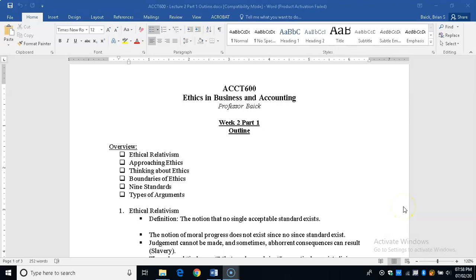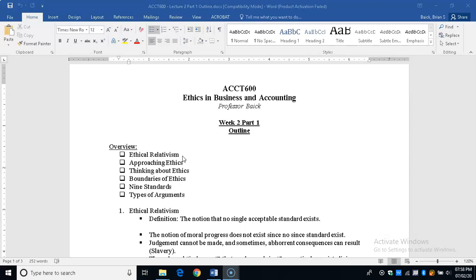In this video, we'll be talking about the Week 2, Part 1 lecture notes. For this part, we'll be discussing a number of different things. First, we'll be talking about ethical relativism. Ethical relativism is the notion that there are no standards. We'll talk about the fact that ethical relativism is illogical.